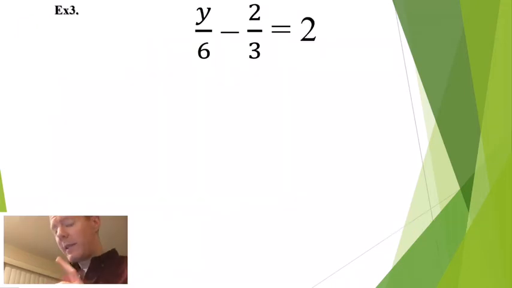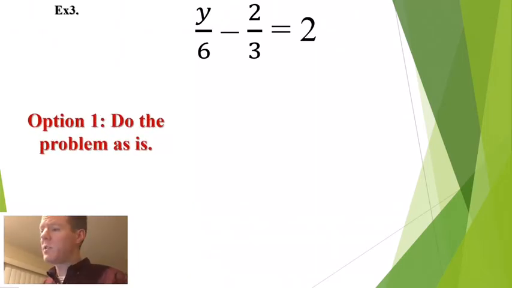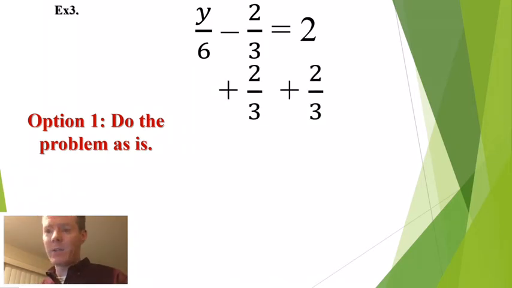Now we get into the last 2 where I have them listed twice, and I have that for a specific reason because I want you guys to know different ways to solve the same type of problem. So option 1, here I have y over 6 minus 2/3 is worth 2. So option 1 is to just do the problem as is, do it straight up. So if I look at the problem, I can see, okay, I have to get rid of the constant. The constant is minus 2/3. I'm going to get rid of a minus 2/3 by adding 2/3.